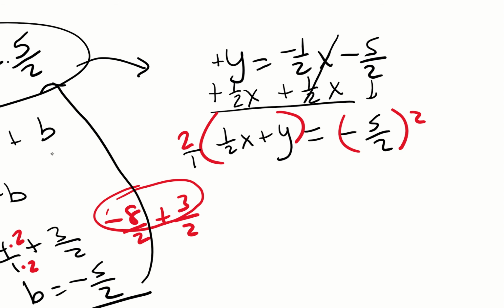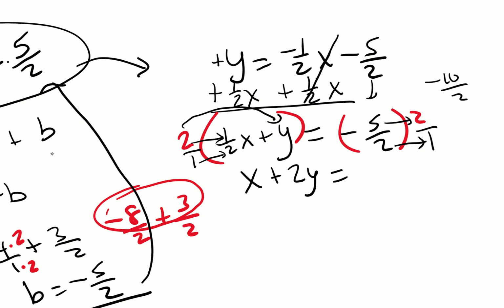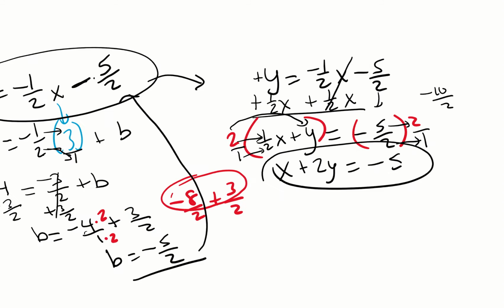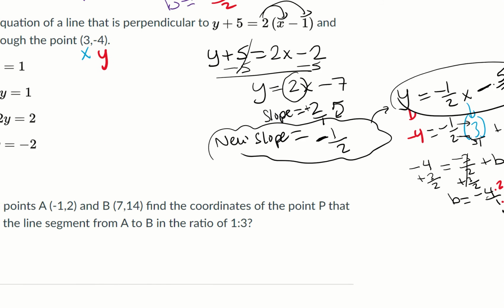So 2 over 1. 2 times 1 is 2. 1 times 2 is 2. 2 over 2 is 1. So this is going to be 2 over 2x, which is 1x, or x. Distribute the 2 to y. 2 times y is 2y. Again, put this over 1, multiply straight across. That's going to be -10 over 2. 10 divided by 2 is 5, so -5. So this is my answer. X plus 2y equals -5.